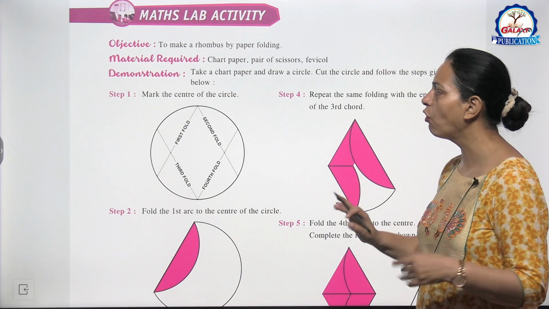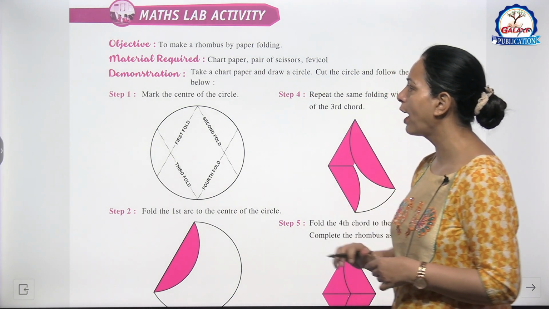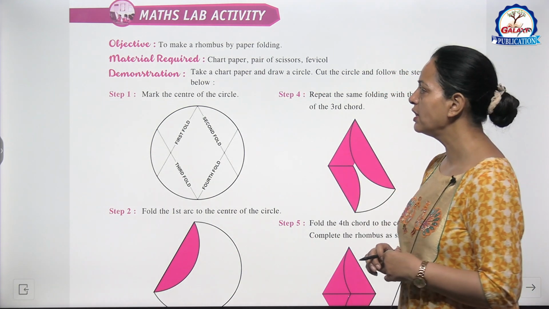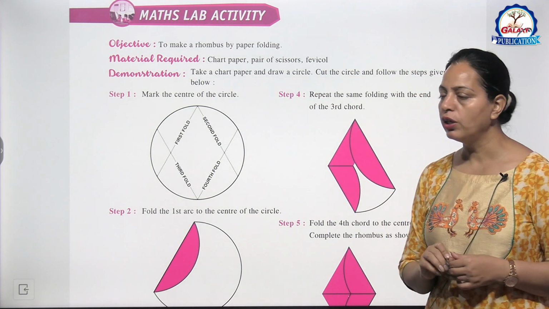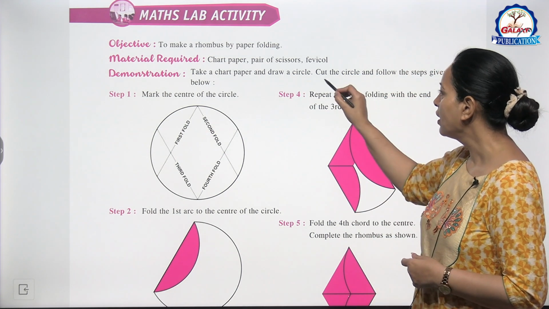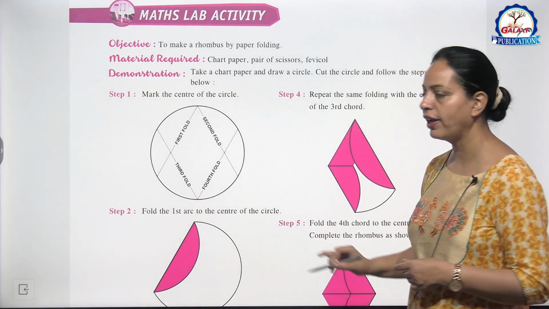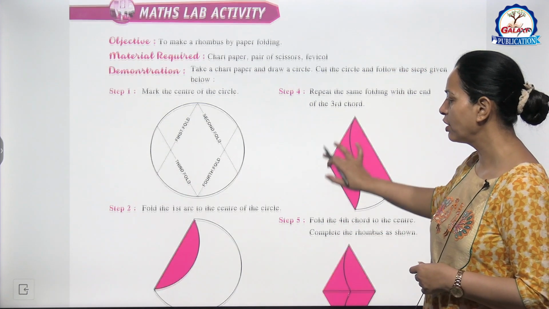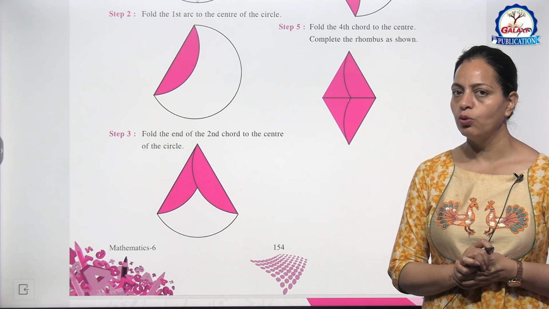Now this is the time of maths lab activity. Objective: to make a rhombus by paper folding. So material required: chart paper, pair of scissors, Fevicol. Demonstration: take a chart paper and draw a circle. Cut the circle and follow the steps given below. So you can try this activity. Very interesting. So I hope this is clear to you.